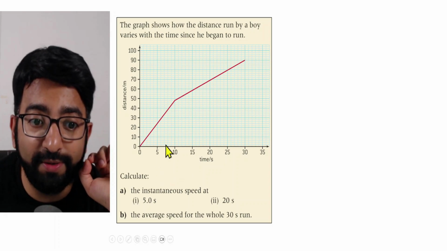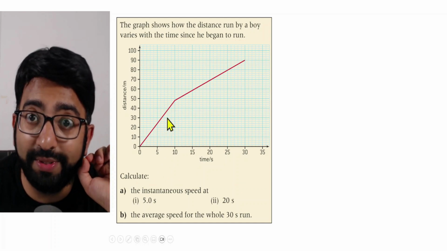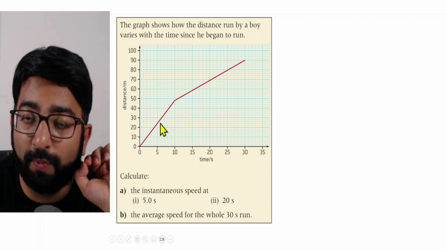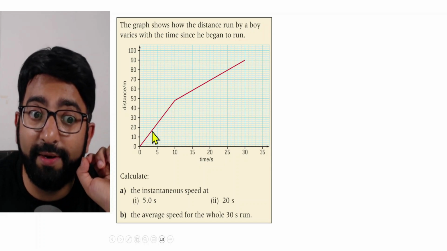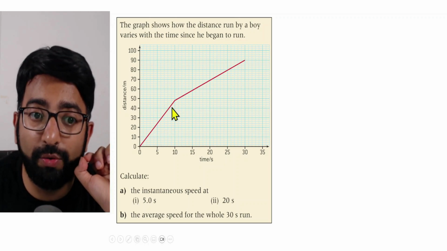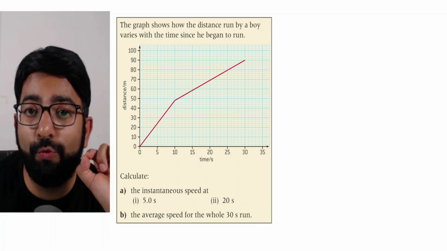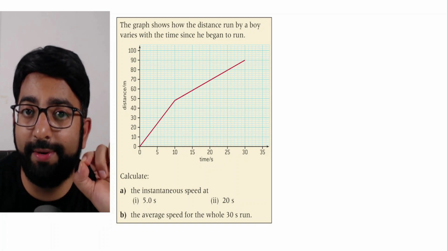Since we are supposed to find the instantaneous speed at 5 seconds, all we need to do is figure out the gradient of this graph at this point. Since the graph is a straight line while it is passing through 5 seconds, that means all we need to do is figure out the slope of this line. To do that, we will use the gradient formula y2 minus y1 divided by x2 minus x1.